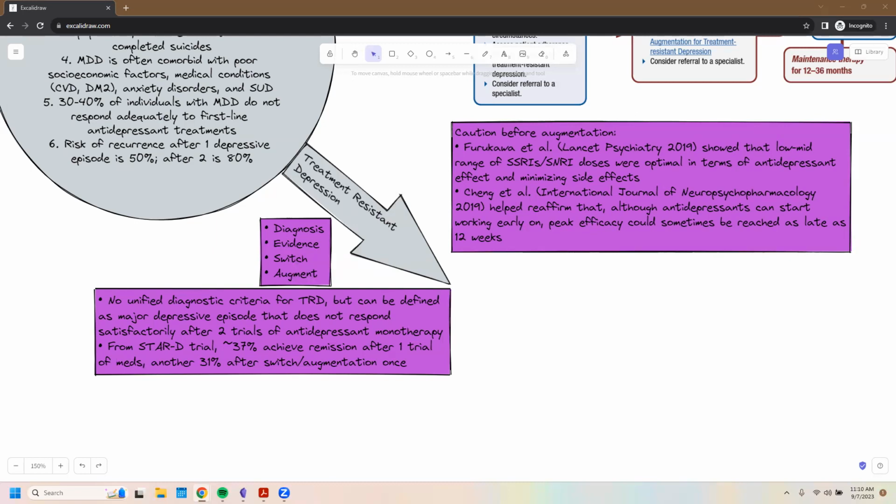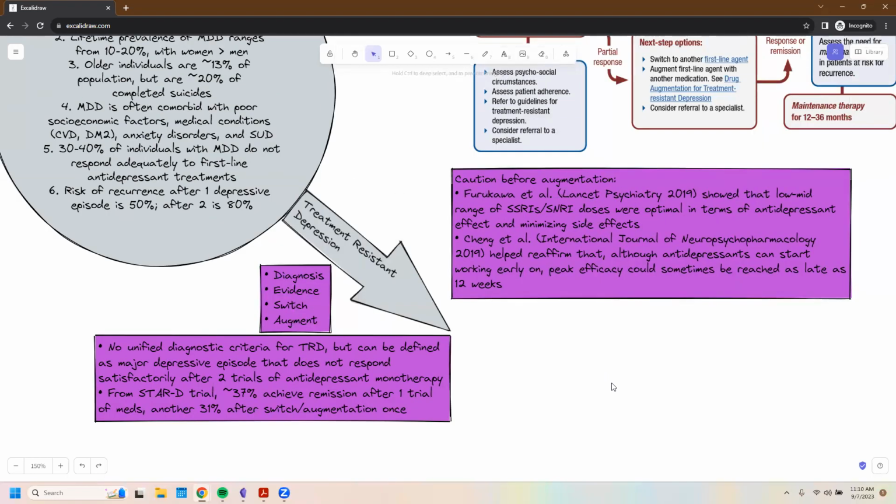Hey, this is Olivia. I just have a quick question. I'm not super familiar with this, because you mentioned making sure you trial them on a therapeutic dose. Would you briefly, just for the most common SSRIs, let us know the minimum therapeutic dose for those?